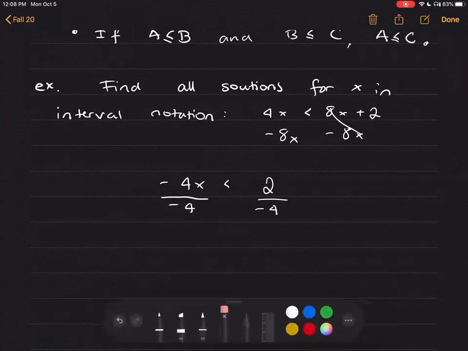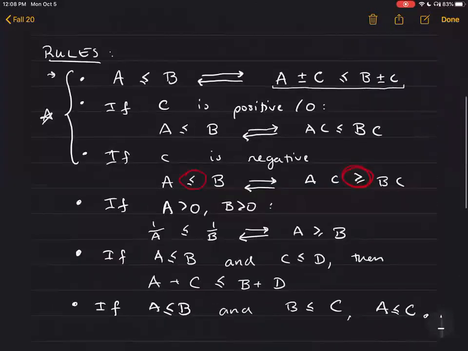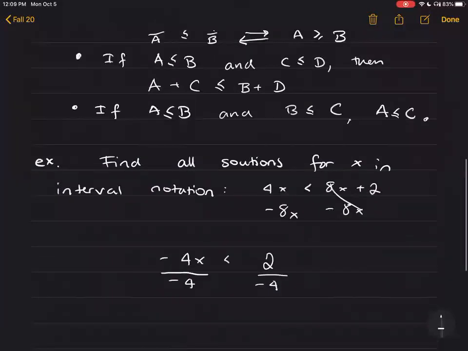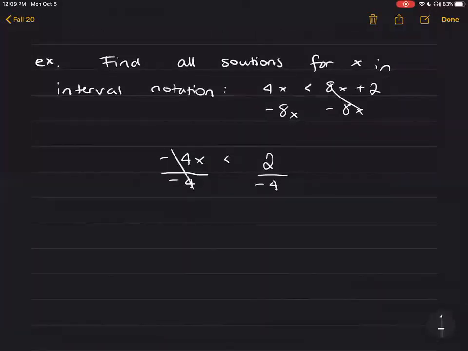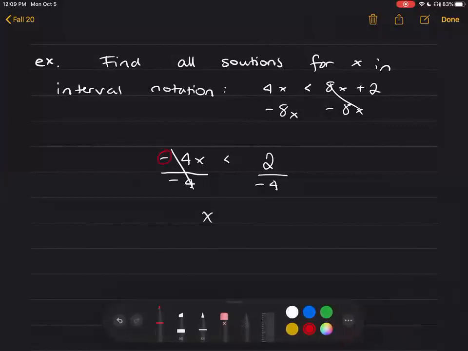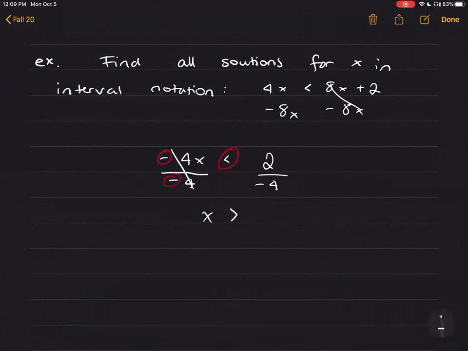Now I'm going to divide both sides by negative 4, and that's using this third rule here. I'm dividing by a negative number, right? So these negative 4s will cancel, we get x, but because we're dividing by a negative, this sign flips. We get x is greater than 2 over negative 4, which is just negative 1/2. So we have x is greater than negative 1/2.